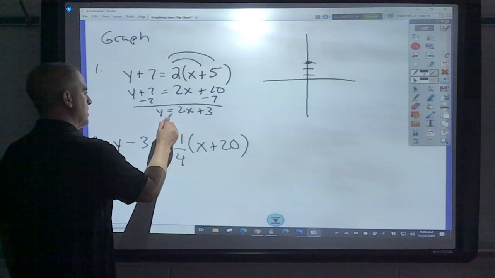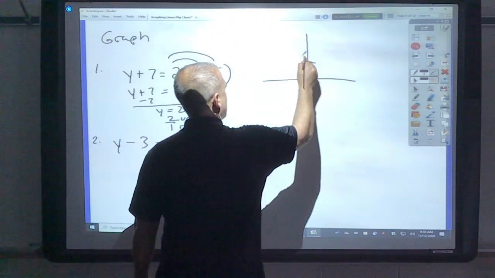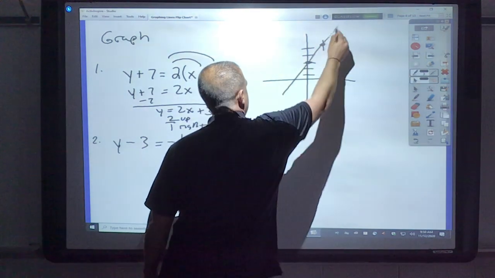Okay, what's my slope? That's 2 over 1 is a fraction, so 2 up, 1 right. So from the y-intercept, 1, 2, 1 right.